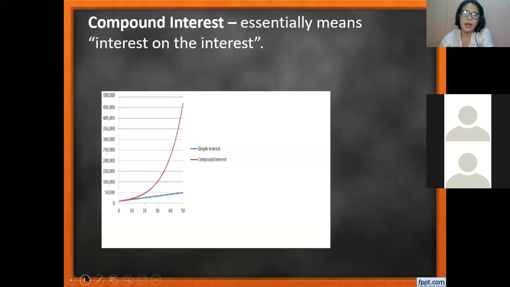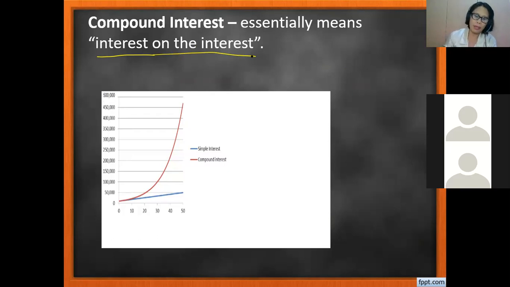Here I will just give you an overview of what compound interest is and compare this partially with simple interest. When we say compound interest, it essentially means interest on the interest. Compound interest is commonly used as a way of calculating interest. It is most commonly used by financial institutions, including banks.